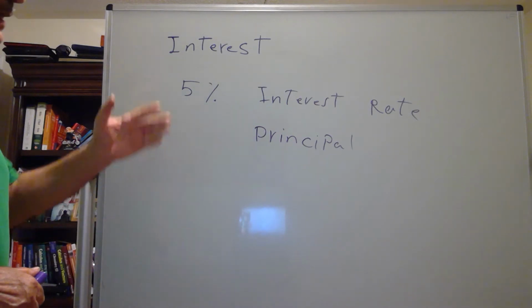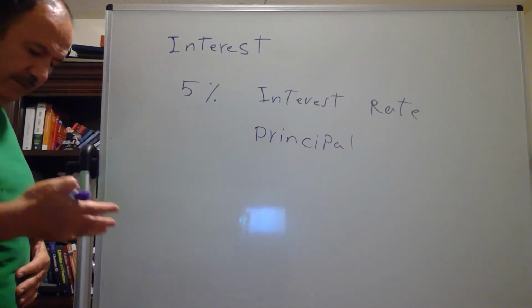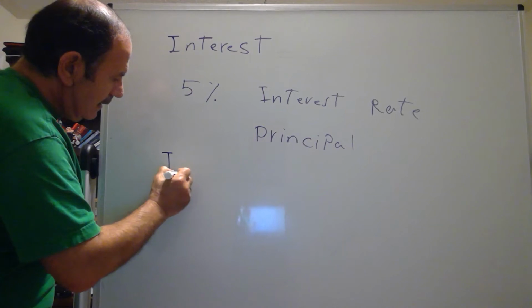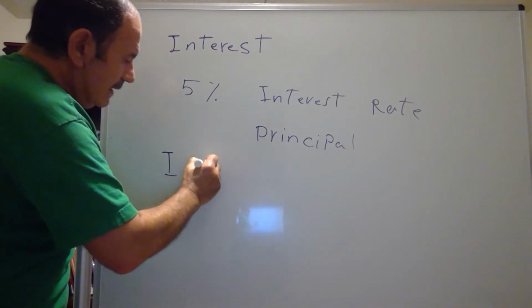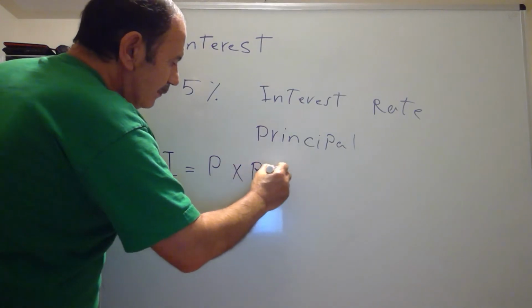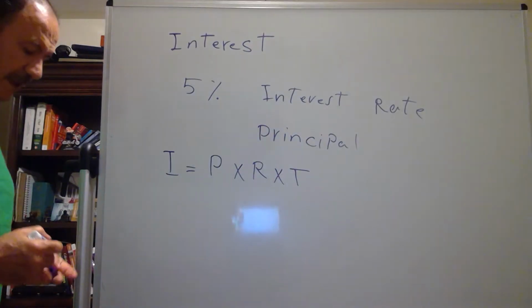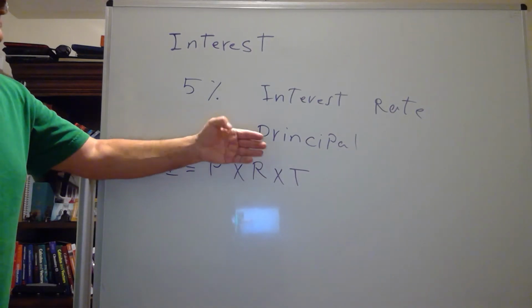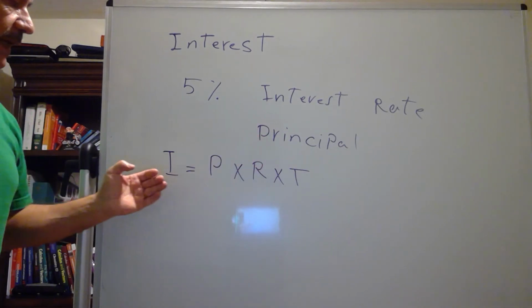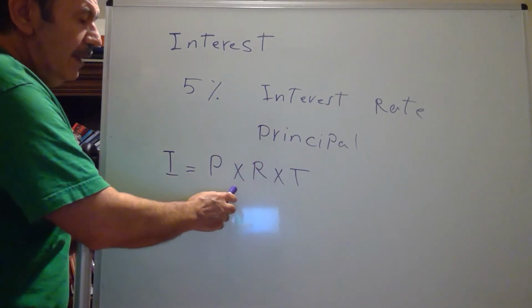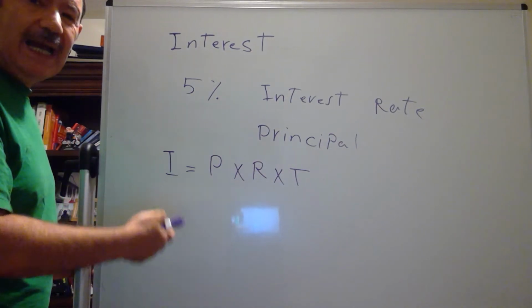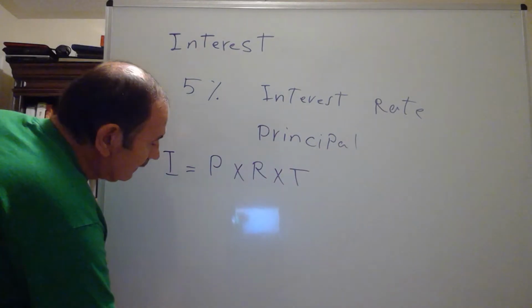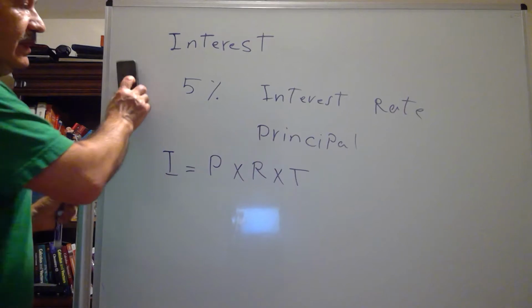And how can we calculate the interest on the money that we are depositing in the bank? Interest is principal multiplied by rate multiplied by time. This is the formula for interest. Interest is the amount of money that is going to be added to the original value, which is the principal. Interest is equal to principal multiplied by rate, actually the annual rate in 1 year, multiplied by time in years. Okay. This is how we can calculate the interest.